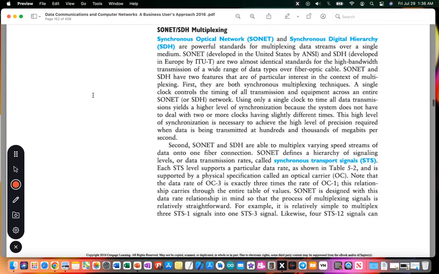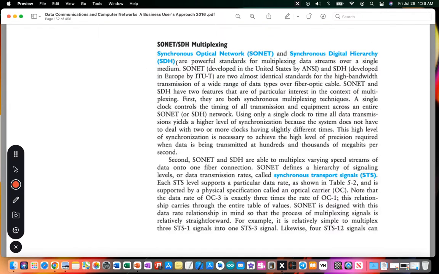All right. Then we have SONET/SDH multiplexing. SONET, synchronous optical network, and synchronous digital hierarchy, SDH, are powerful standards for multiplexing data streams over a single medium. SONET, developed in the United States by ANSI, and SDH, developed in Europe by ITU-T, are two almost identical standards for high bandwidth transmission of a wide range of data over fiber optic cable.